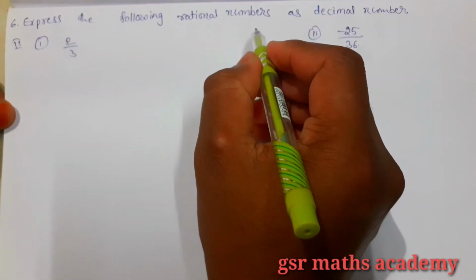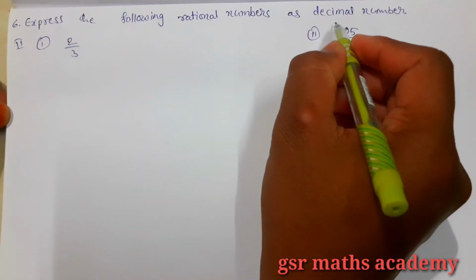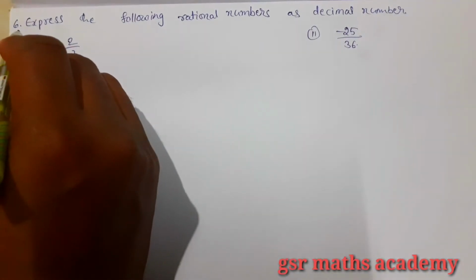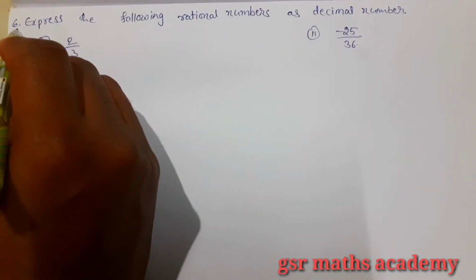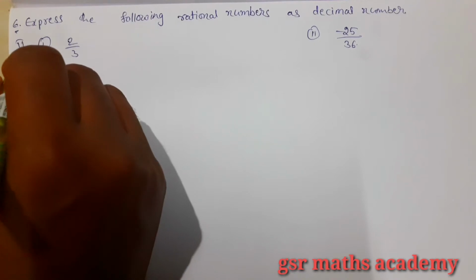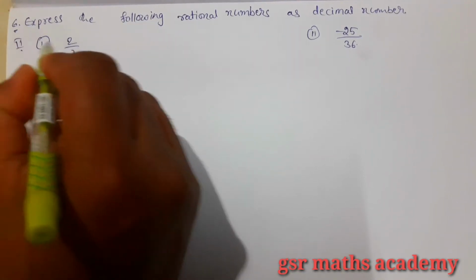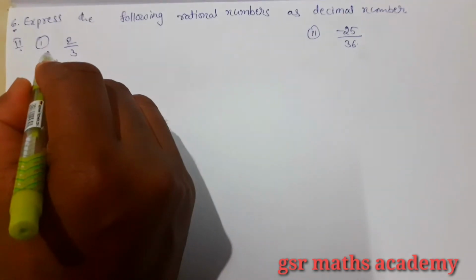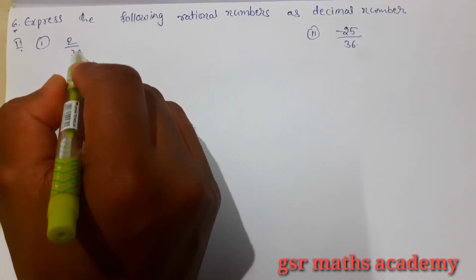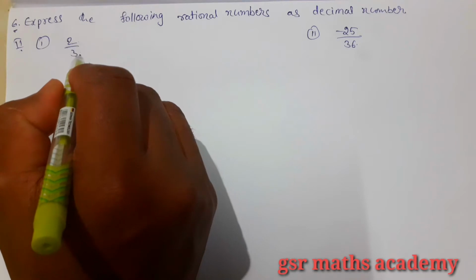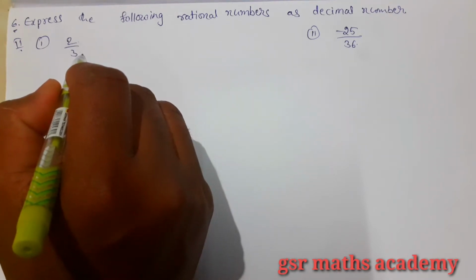Express the following rational numbers as decimal numbers. This is part 2 of exercise 1.1 of class 9, and in this second part we are discussing the second set of questions. The first part we already discussed in the previous video. Here in the second part, the first question is 2 by 3.